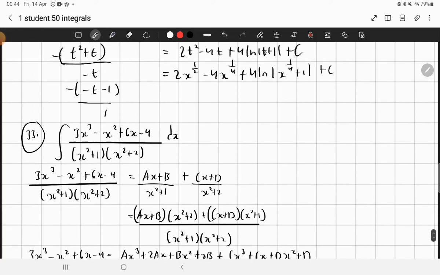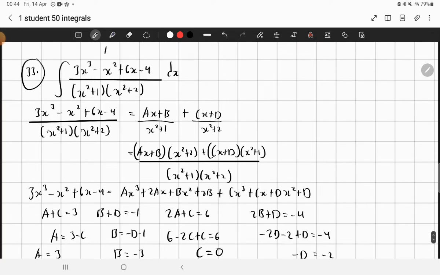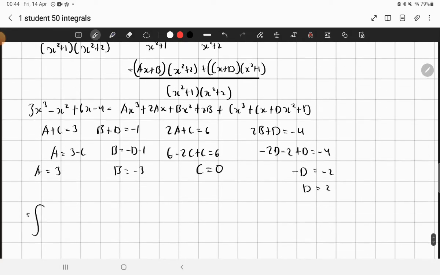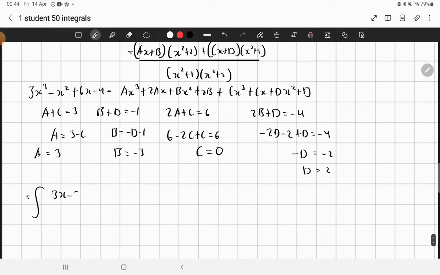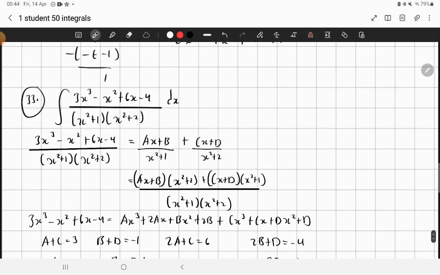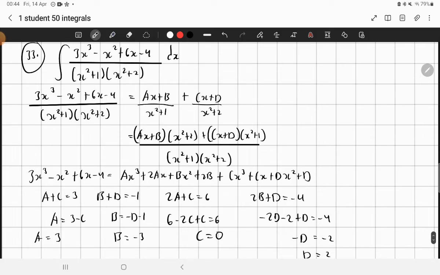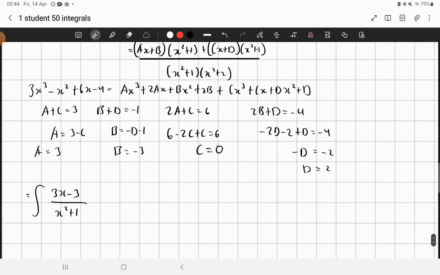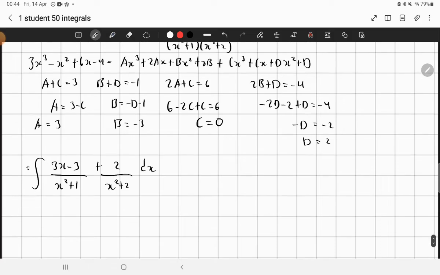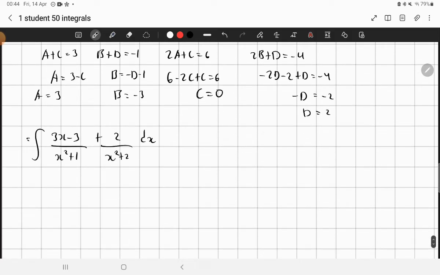Alright. So what does this mean? It means that the integral will be 3x minus 3 over x squared plus 1, and then plus 2 over x squared plus 2. Seems reasonable. Okay, now I have to do it separately.